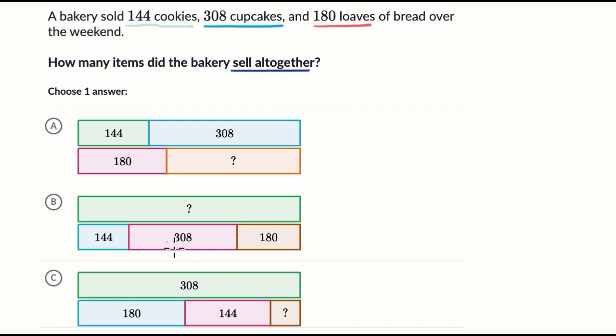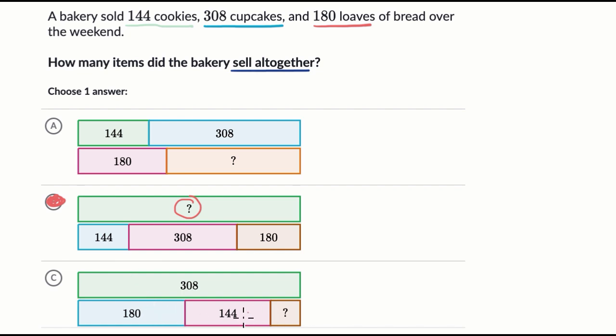Now choice B here, it looks like it's got the cookies here, 144. It's got the cupcakes, 308. It has 180 loaves of bread. They're using different colors than I used. And we have one strip after the other, and they're all being added together for this total amount right over here. So that makes sense. You would add these together to get the total amount. So I like this choice.